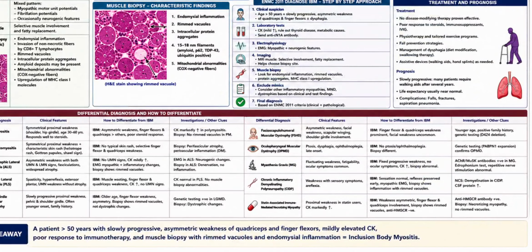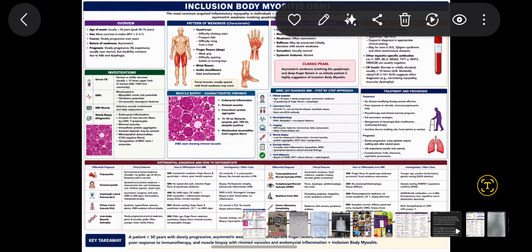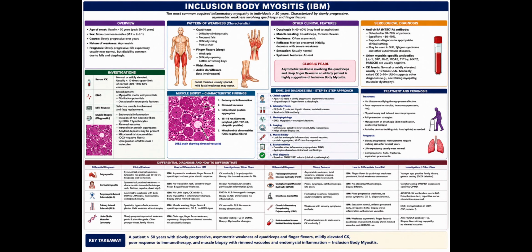Clinical pearl. The combination of slowly progressive asymmetric weakness affecting the quadriceps and deep finger flexors in a patient older than 50 years, together with poor response to immunotherapy and the presence of rimmed vacuoles on muscle biopsy, strongly favors inclusion body myositis over its mimics.